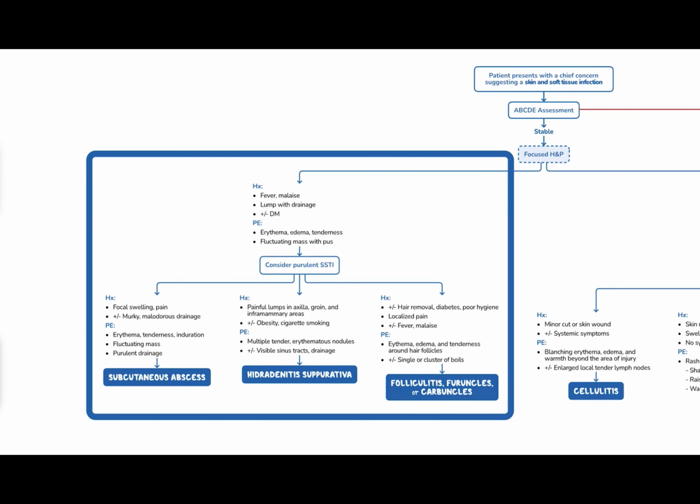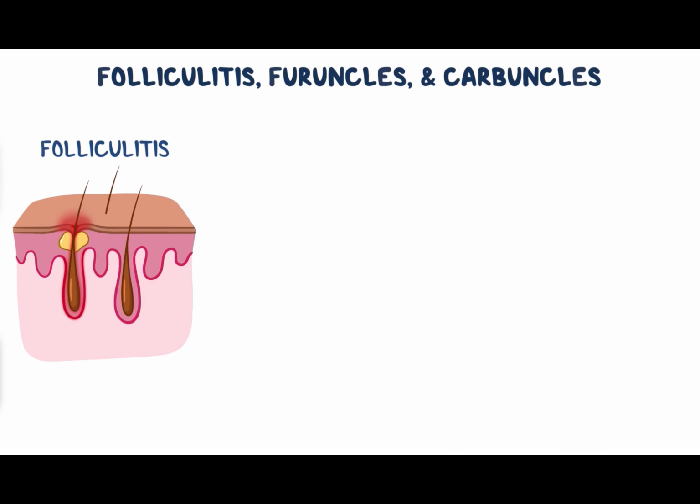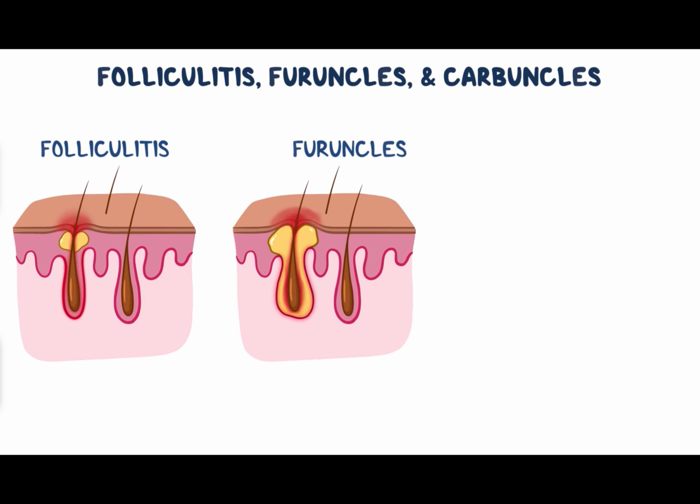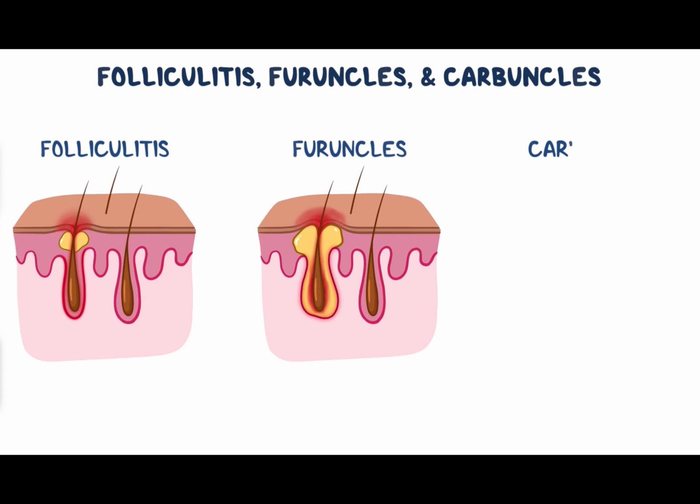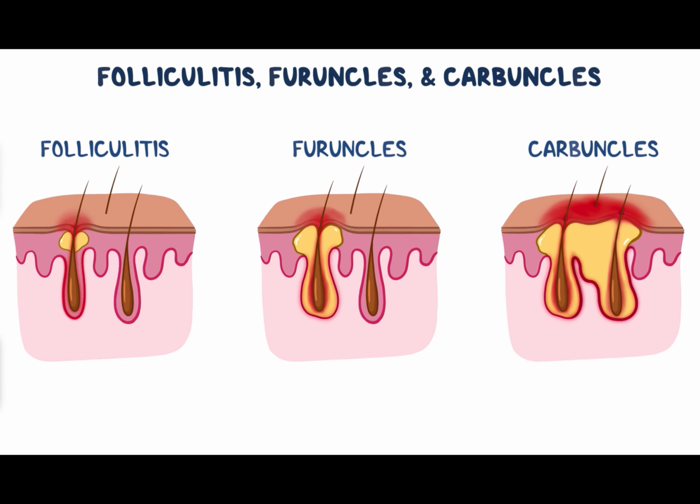Moving on to our last type of purulent lesion, let's discuss folliculitis, furuncles, and carbuncles. Folliculitis is an infection of the hair follicle. Furuncles are a collection of folliculitis, and carbuncles are a cluster of furuncles.